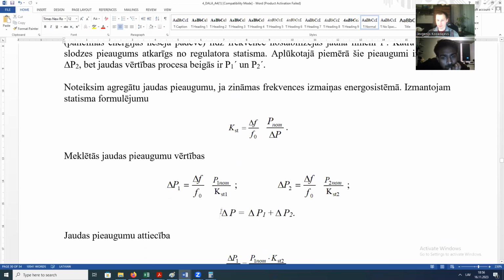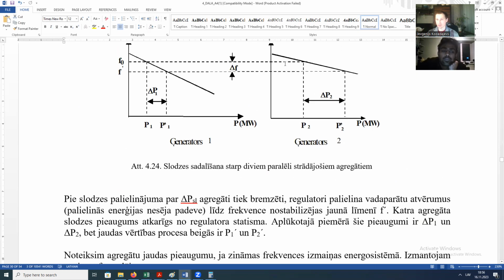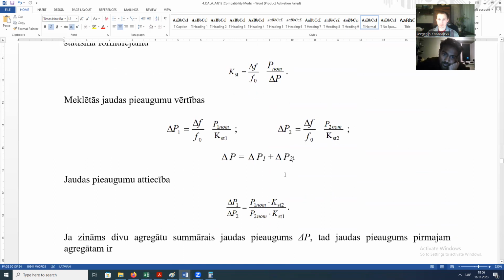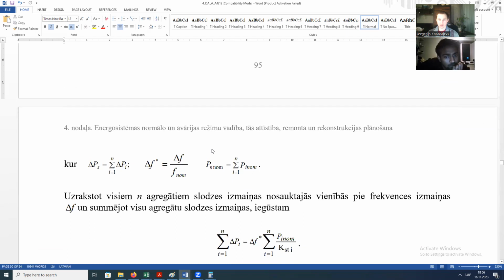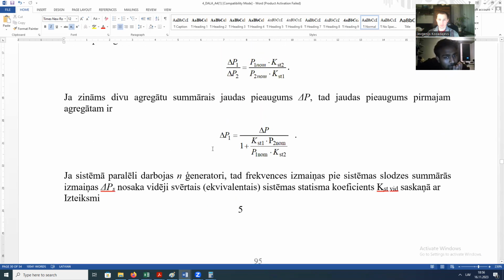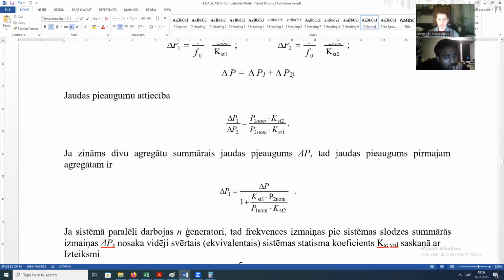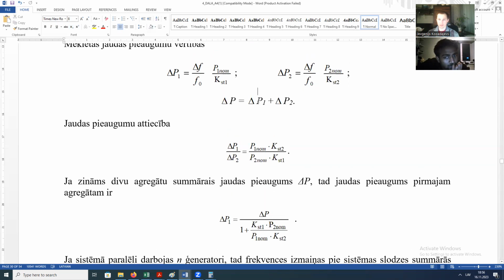So this formula represents the total power that we need to cover, and how this power is divided between the two units, based on the static coefficient that is programmed in each unit. In this case, we could use their formulas. Okay, so this is the basic one.